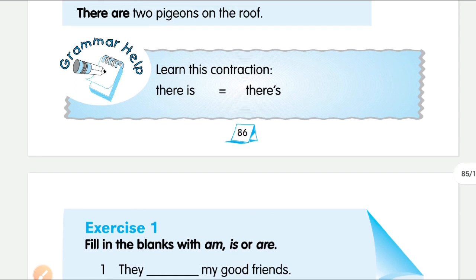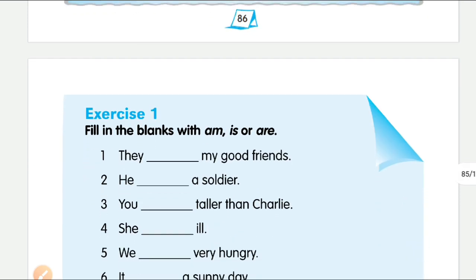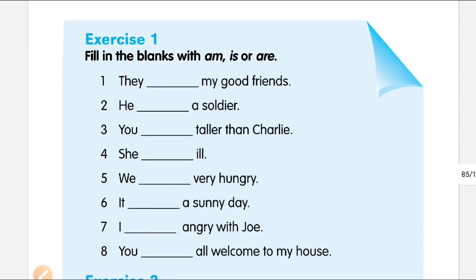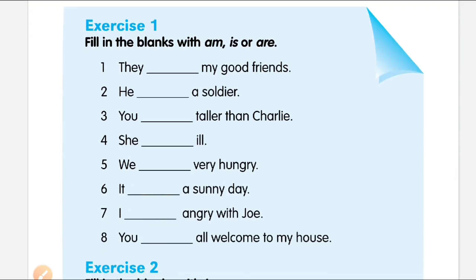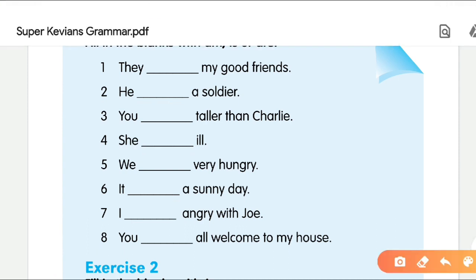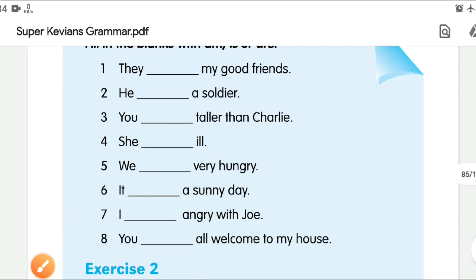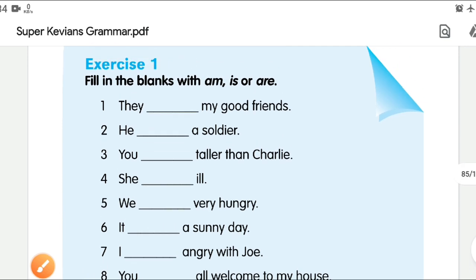Here also you can see one contraction, "there's", written in a short form. So now we will have a small exercise. They dash my good friends. It is very much clear. They are my good friends, because after "they" we will use simply "are".